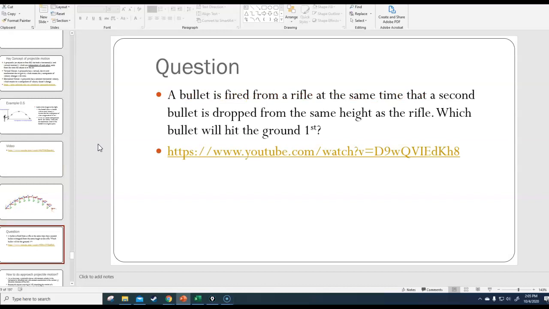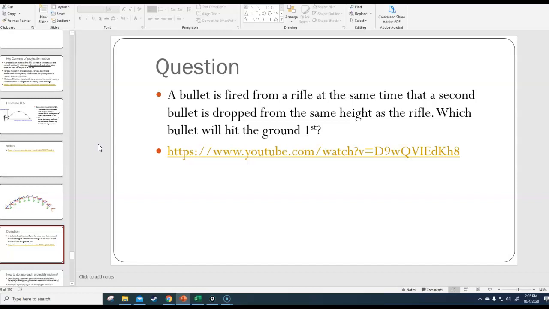Moving on, here's another question. A bullet is fired from a rifle at the same time that a second bullet is dropped from the same height as the rifle. Which bullet will hit the ground first? See if you can answer that. Well, hopefully you said that they'll hit the ground at the same time.